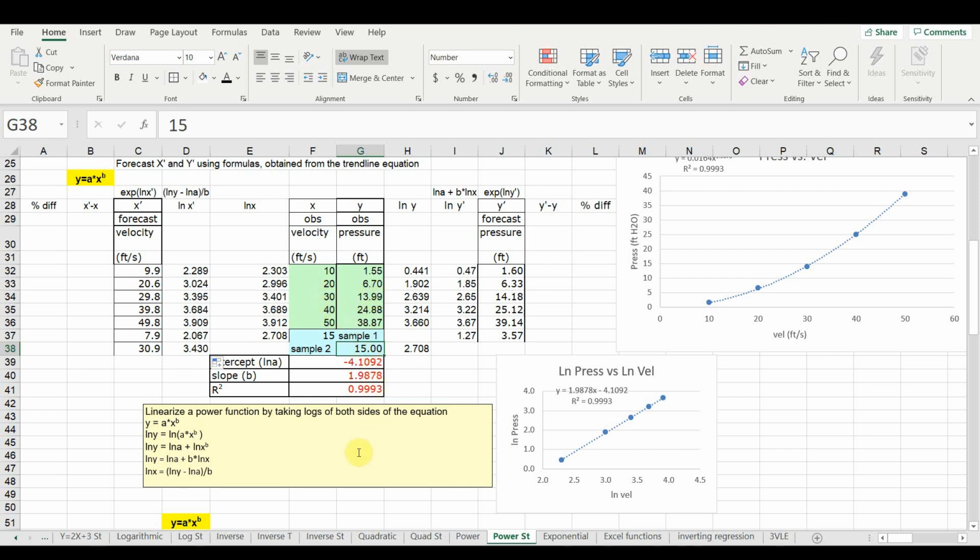All right, so that's it. That's how we can handle a power function in Excel. We can linearize the data by taking logarithms of both sides and treat it as a linear regression problem. Sounds great.